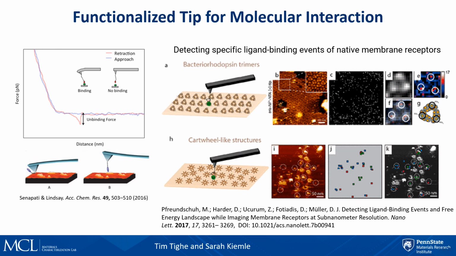Another application for AFM in liquid is using a functionalized tip to examine molecular interaction. For this case, you bind a ligand or protein or a molecule onto the end of an AFM probe, and then you're able to examine the binding and unbinding mechanics of the molecule or ligand to the surface. Here's an example where they examined ligand binding events on bacteria trimers and also cartwheel-like structures. They looked for both mechanical and topographic changes for the binding and unbinding of the probe with a ligand attached.